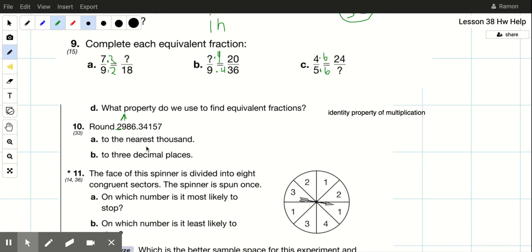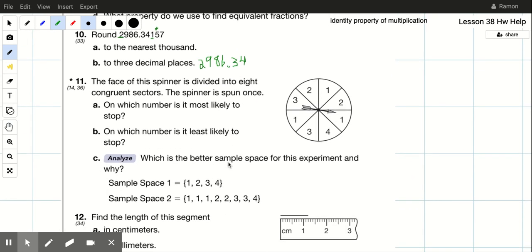Number 10, rounded to 3 decimal places. So that would be the 1. Everything to the left stays the same. So 2,986.34. And then the 1 will either change or stay the same, depending on the number next to it, which in this case is 5. Number 11, the face of the spinner is divided into 8 congruent sectors.